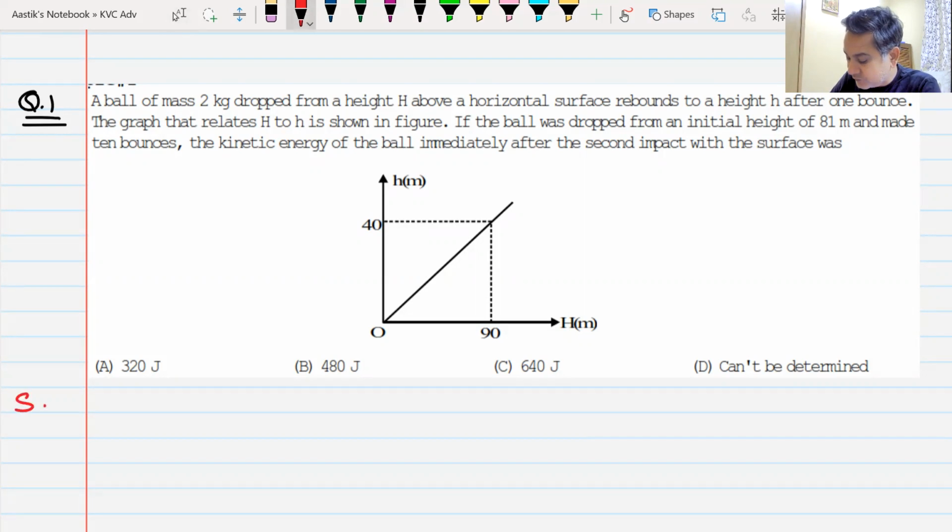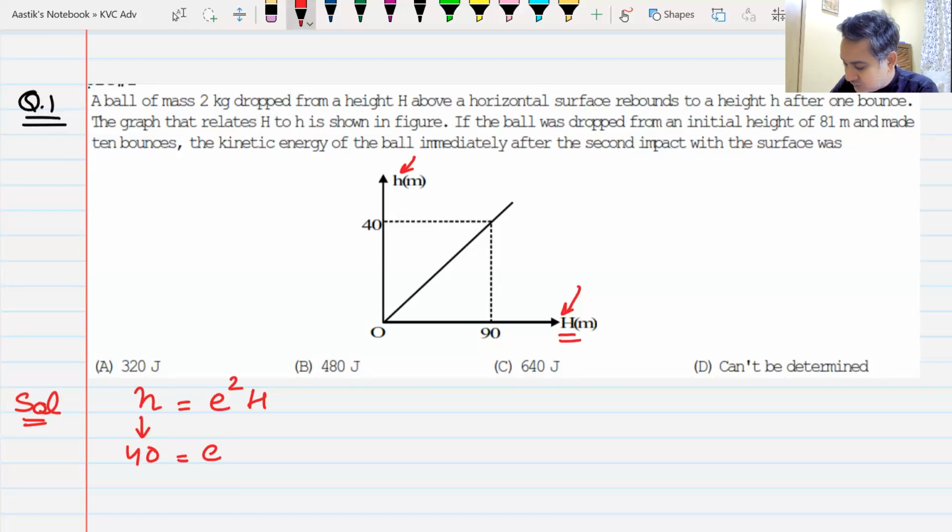So from this graph, this capital H is the height from which it is dropped, and this small h is the height to which it rebounds after the first rebound. So this h must be equal to e raised to the power of 2 into n, where n is 1, into H. Put the values: 40 is equal to e square into 90. From here, you will get the value of e as 2 by 3.